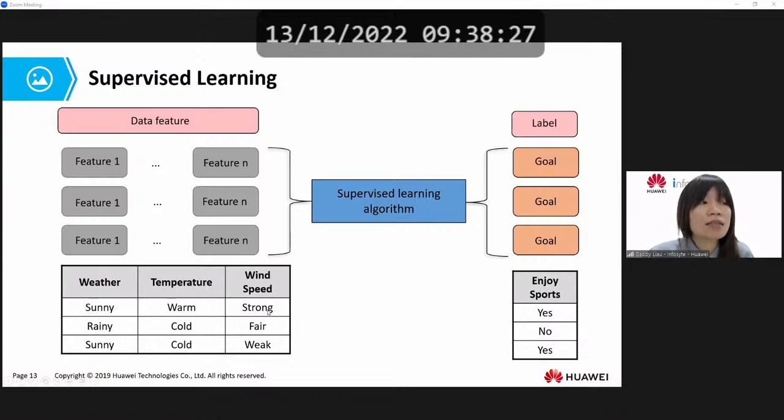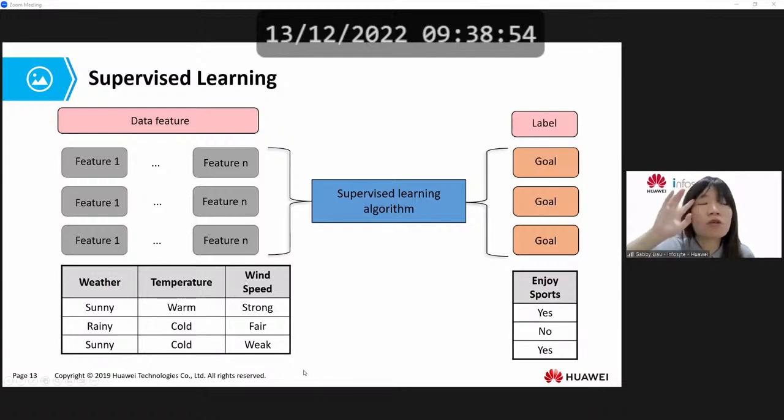If the condition is like this, yes, the person will enjoy sport. If the condition is like that, this person will not be likely to enjoy sport. And the same goes for the third example here. If the weather is sunny, temperature is cold, wind speed is weak, yes, that person will enjoy sport. So these are the labels for this data. These are the standard answers for this data.